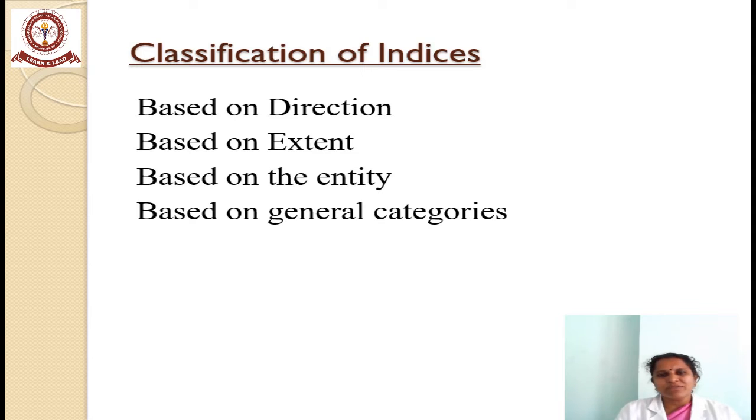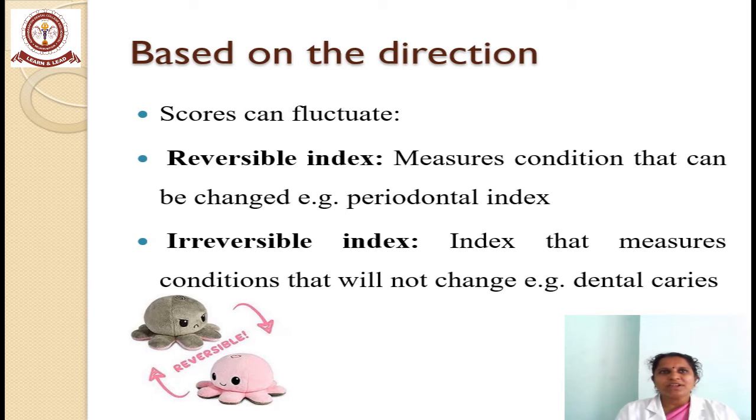And coming to the classification of indices, we can classify indices based on direction, based on the extent of the teeth examined, based on the entity we are examining, and based on general categories. Based on the direction, there are two types of indices: one is reversible index and the other is irreversible index.